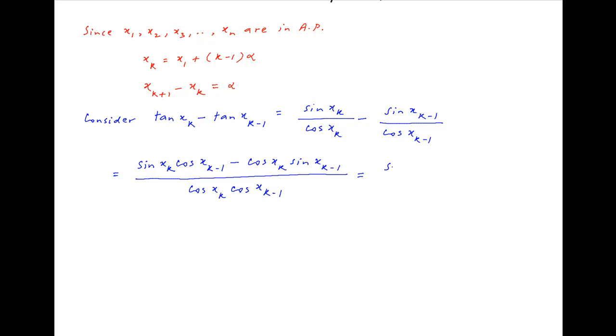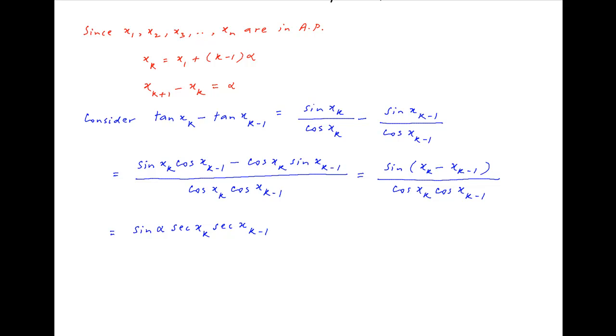The numerator simplifies to sine of (xk minus x(k-1)), and the denominator remains as is. Now in the numerator, xk minus x(k-1) is alpha, and therefore this whole expression simplifies to sine alpha times sec of xk times sec of x(k-1).